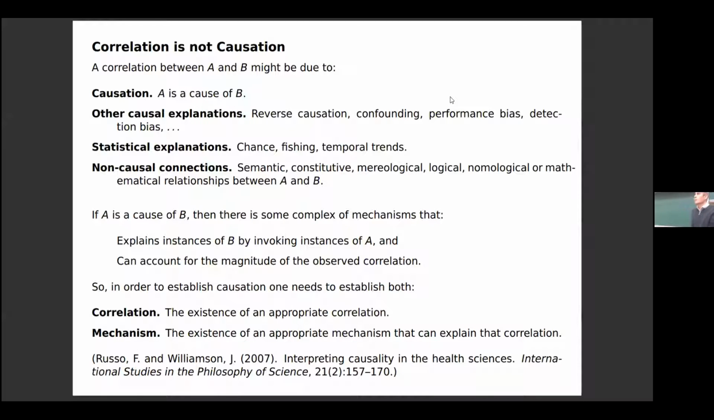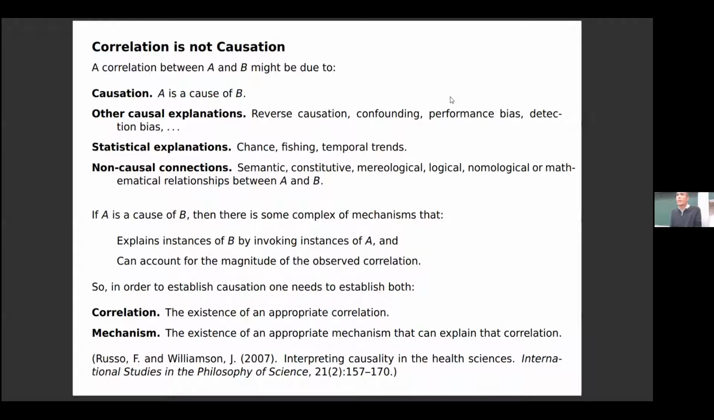The explanation could be statistical, due to chance or temporal trends amongst the variables. It could also be due to a non-causal connection, such as a semantic overlap between the variables or some logical connection between them. And this happens quite often in practice.